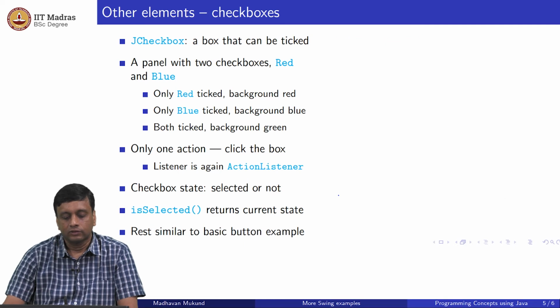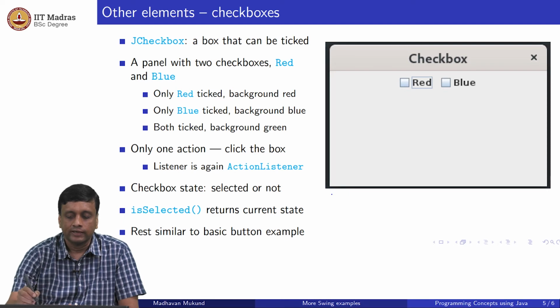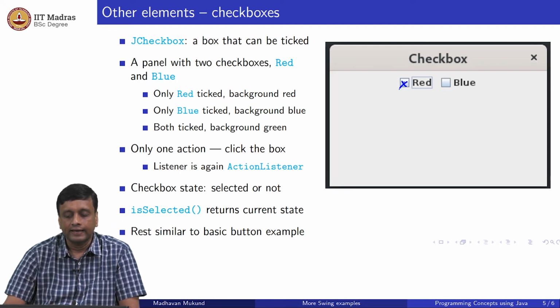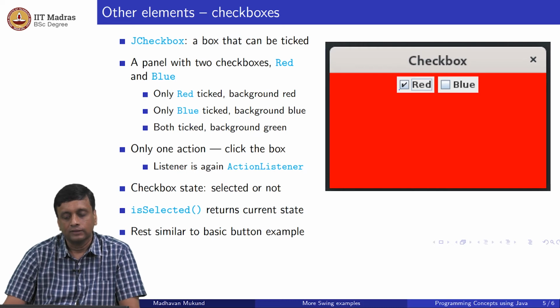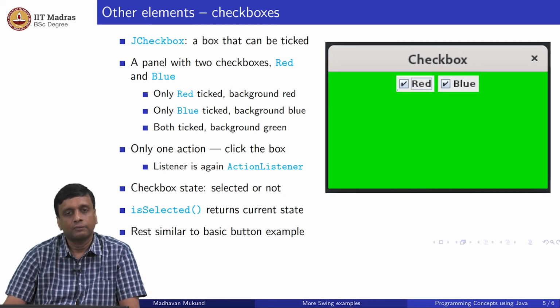So this is how it looks. We have a checkbox, the frame sets the label on the top, and it has these two boxes in which I have this place which I can go and select. So I can go and make this an X, for example. So if I make the red an X, if I tick the red box, then I will get a red frame. If I tick only the blue box, I will get a blue frame. And if I tick both the boxes, I will get a green frame.